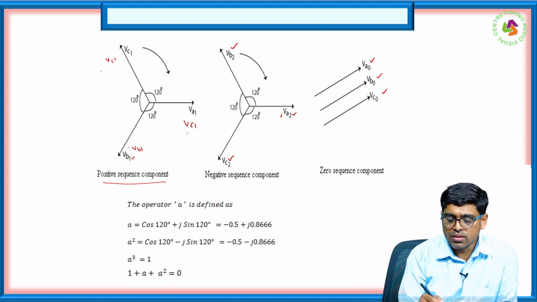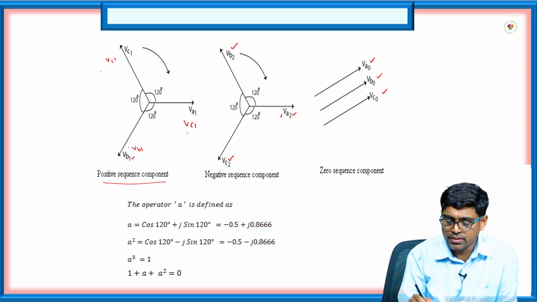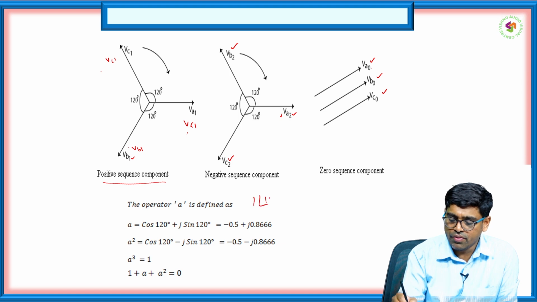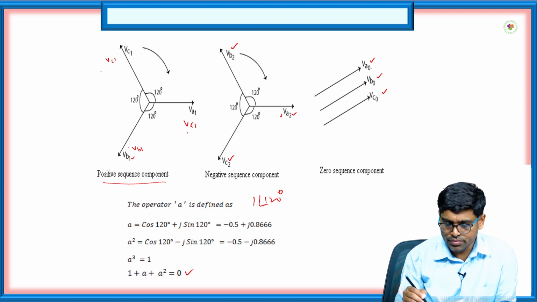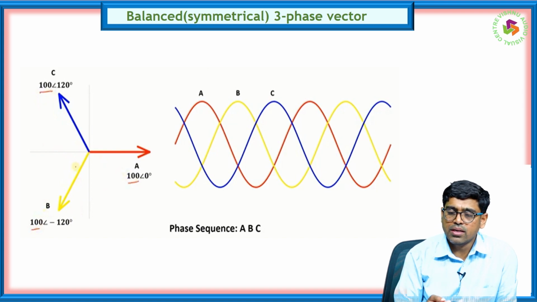Next we can see about the operator a, and this operator a is nothing but 1 at an angle of 120, that we can represent as cos 120 plus j sin 120, which we get as minus 0.5 plus j 0.866, and a square, a cube, and 1 plus a plus a square equal to 0. So what is a balanced symmetrical three-phase vector?